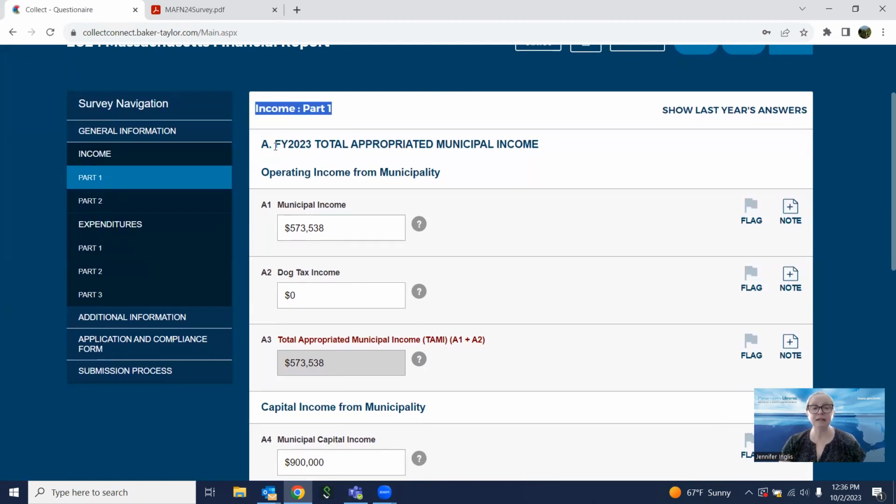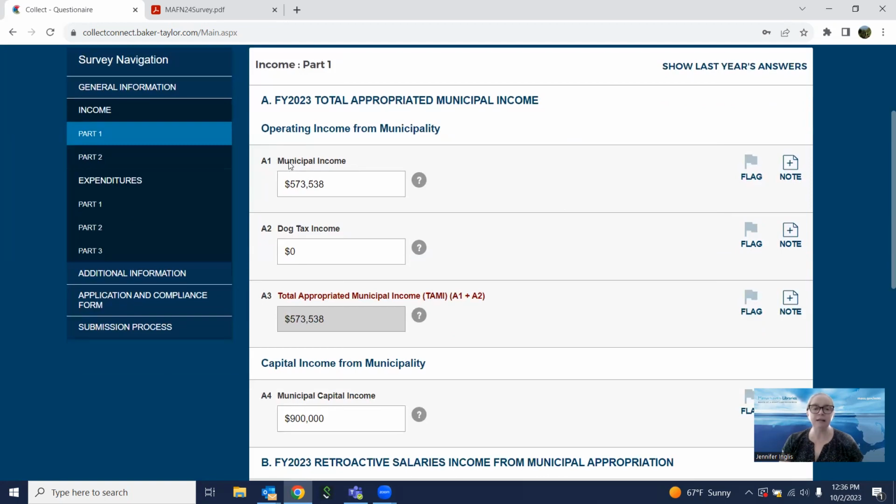Section A is FY23 total appropriated municipal income. This is your TAMI. And it's FY23, so it was July 22 to June 30th, 2023 is the information we're looking for here. A1 is the municipal income. What were you appropriated? Sorry, this is operating income from your municipality. What money were you appropriated at town meeting or at the financial committee meeting for cities? What was your municipal income?